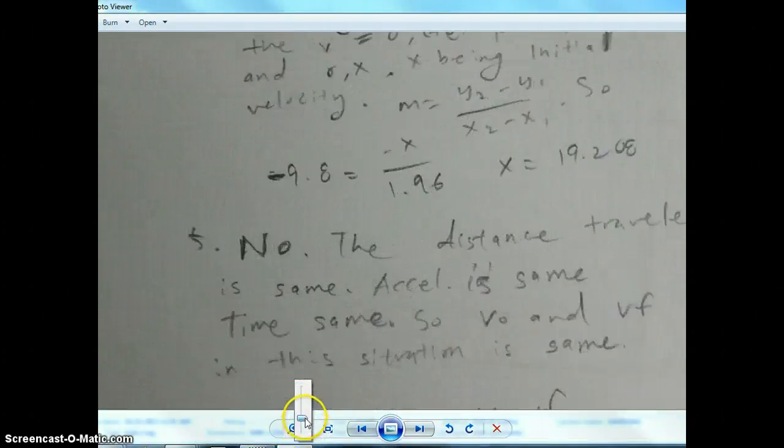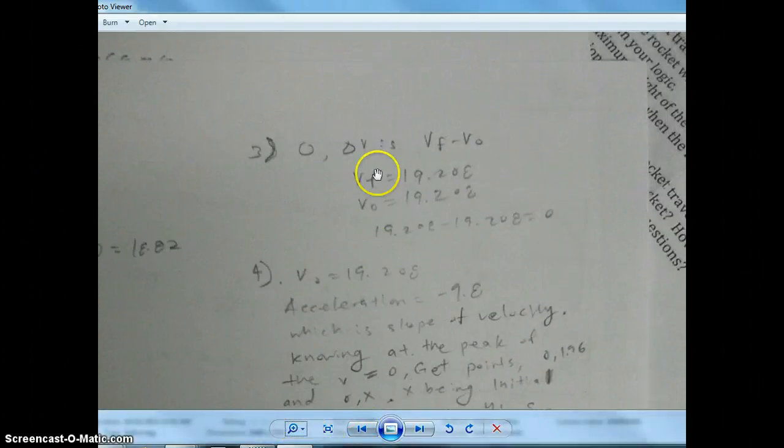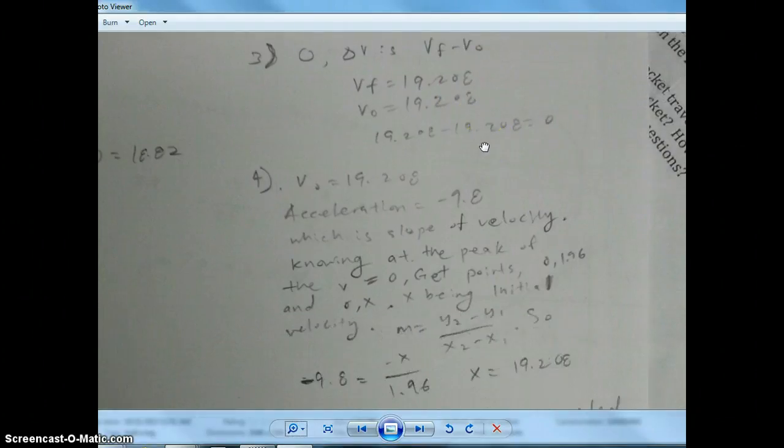Now number 3, the question is, what is the change in velocity? The change in velocity is 0 because, well, this is supposed to be technically negative, but regardless, the change in velocity went from 19.208 to negative 19.208, so the total change is about 0. Actually, no, it's not about, it is 0. Okay.